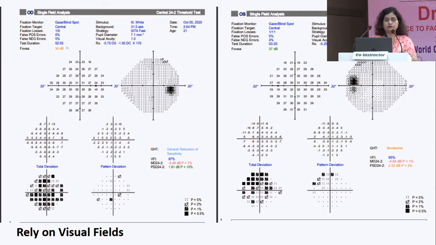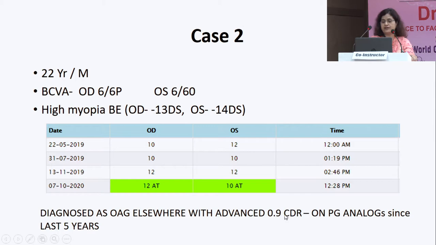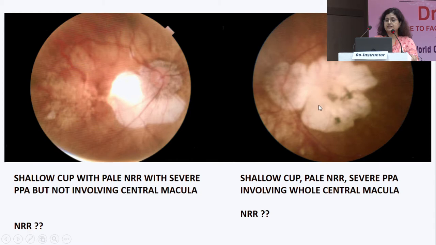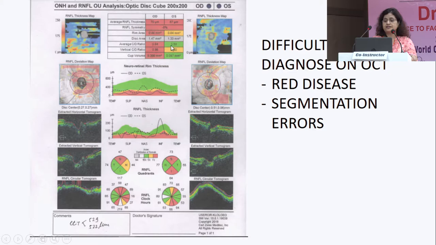Another patient, again, he was diagnosed as POAG somewhere else. He had advanced cupping and he was on PG analog. And you see the status of retina here. You can't even identify the neuroretinal rim. There's such an extensive parapapillary atrophy here involving macula. And OCT is a strict no-no. Don't ever treat your patient based on OCT.